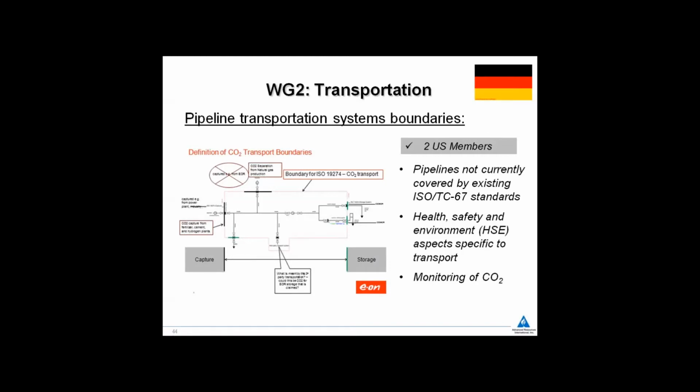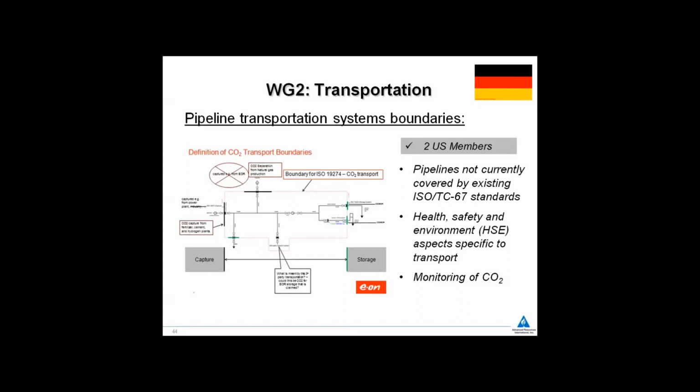Working Group 2 is transportation, led by the Germans. Their primary focus right now is pipeline transportation. There are 2 U.S. members on that committee, and their primary focus now is looking at pipelines not already covered by ISO TC 67. They're focusing on health, safety, and environmental issues and monitoring of CO2.